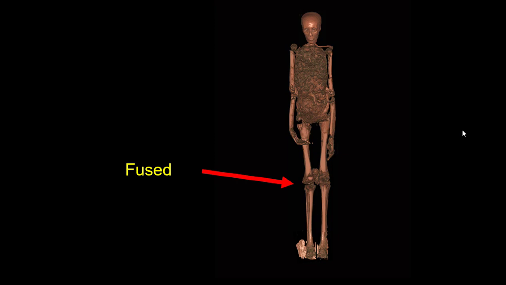Here's a 3,000-year-old mummy, and you can see that the knees are fused. But here's an interesting thing. The upper arm, the humerus, doesn't fuse for another year. The head of the humerus doesn't fuse till you're 20. So this guy is between 19 and 20 years of age.